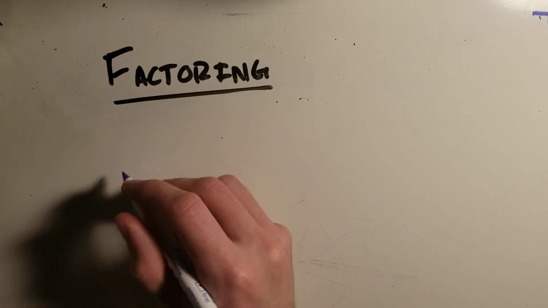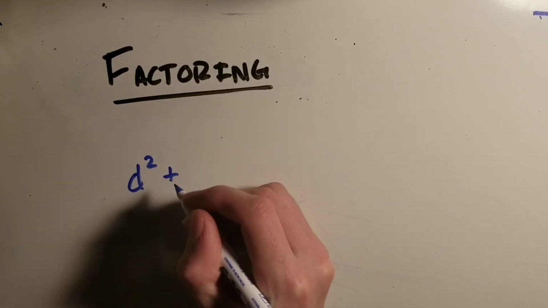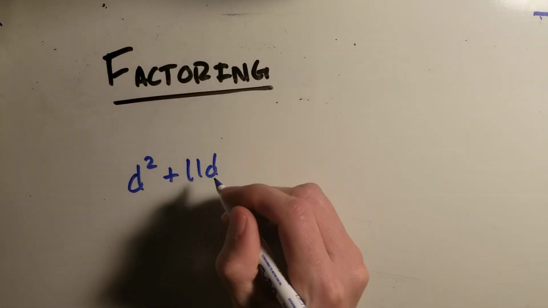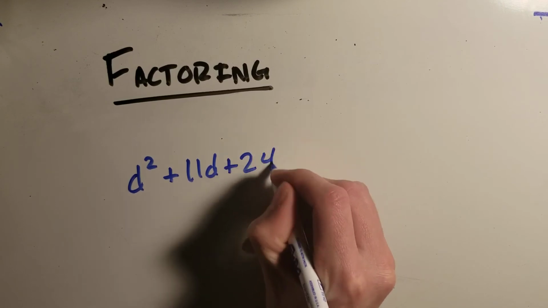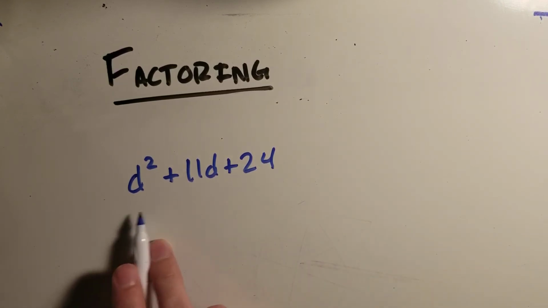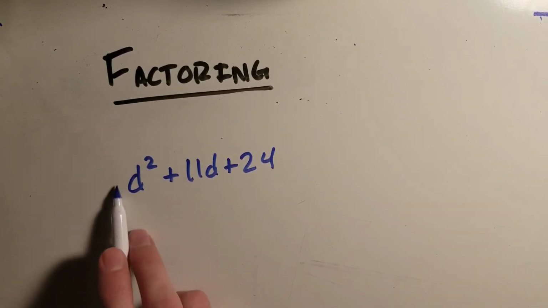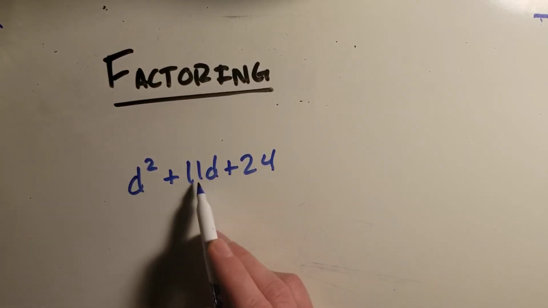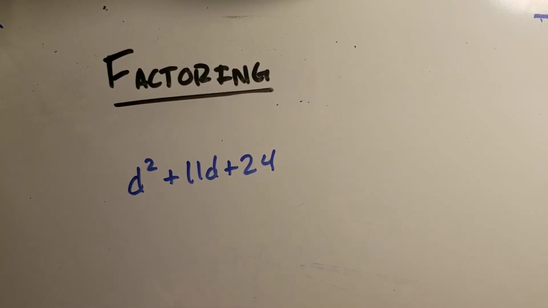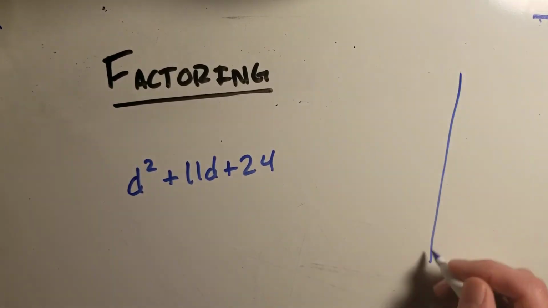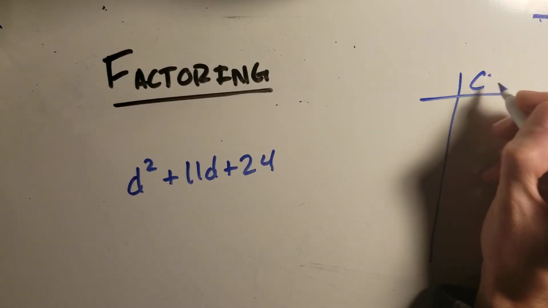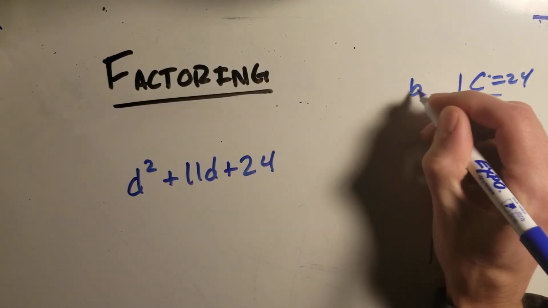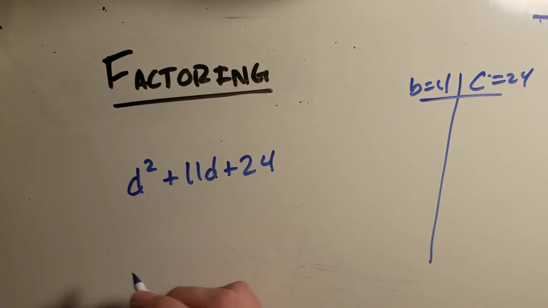So let's go ahead and do the first one: d squared plus 11d plus 24, and check to see that we're in the right form. We recognize this pattern. Leading coefficient of 1, we're a trinomial, and we have d squared. This is like your bx, but it's bd here, and then plus your c. So let's go ahead and make a little table here. We have c is 24, b equals 11.